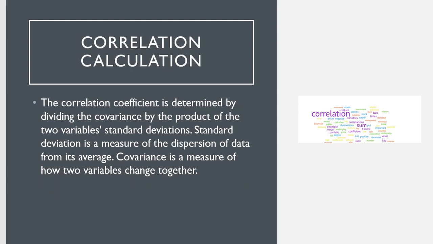The correlation coefficient is determined by dividing the covariance by the product of the two variables' standard deviations. Standard deviation is a measure of the dispersion of data from its average. Covariance is a measure of how two variables change together.